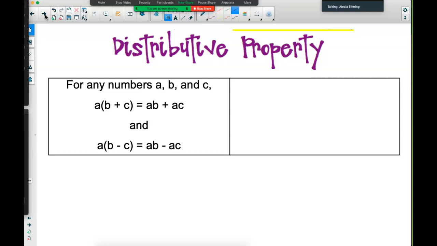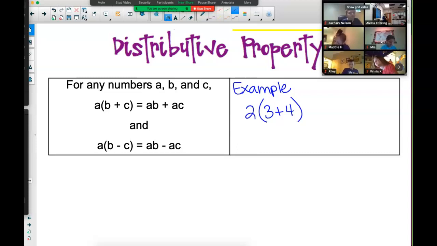So I want everybody in your notes to write this example. Let's do 2 times the quantity 3 plus 4. Write that down, and those of you at home, write that down also. Now I know that typically we would solve this by just doing order of operations. We would say 3 plus 4 is 7, 7 times 2 is 14. That would be how we typically solve it.